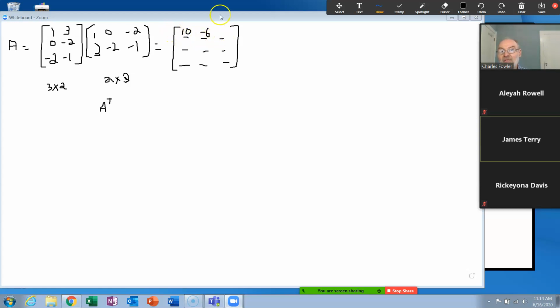Next is the first row, third column. So again, we'll use the first row of A, this time the third column of A transpose. And what does that give us? One times negative two is negative two, plus three times negative one is negative three, so negative five. Perfect. Now we'll move to the second row, first column of your product matrix. You use the second row of A times the first column of A transpose, and that would be what? 0 times 1 is 0. Negative 2 times 3 is negative 6. Perfect.